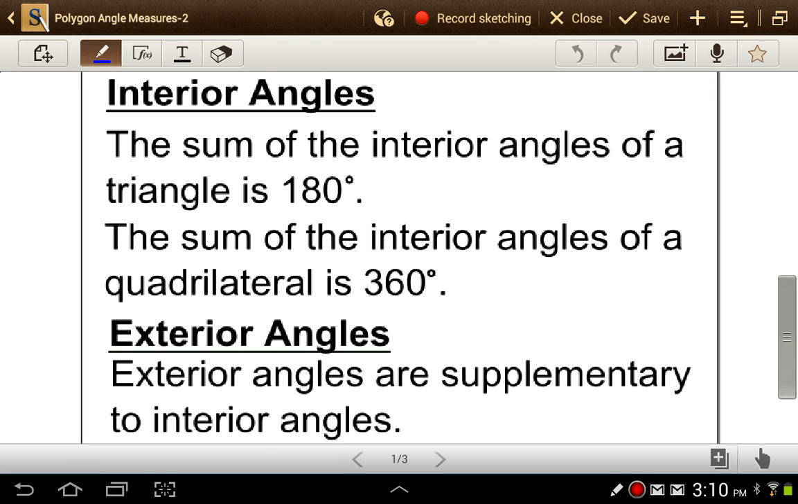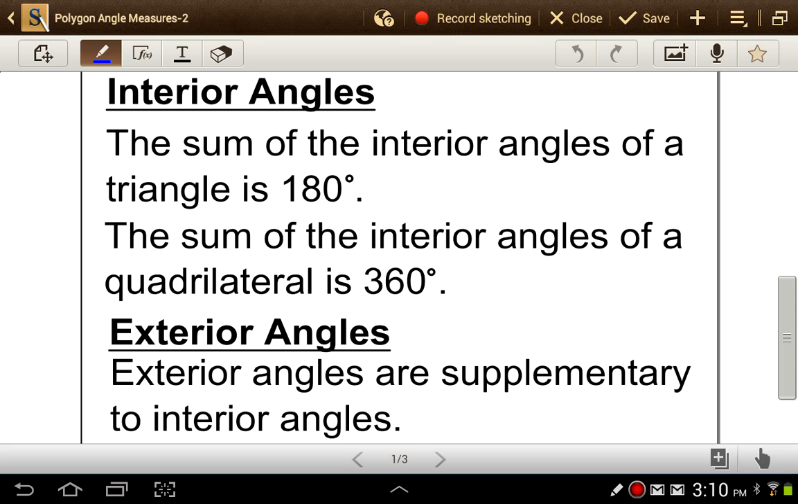Interior and exterior angles. Here are the rules that you need to know. The sum of the interior angles of a triangle is 180 degrees. We've already kind of talked about this. So if I have a triangle, doesn't matter what type of triangle, if I add up the three angles, they're going to equal 180 degrees. Now, the sum of the interior angles of a quadrilateral is 360 degrees, and that includes our rectangles or any four-sided shape. If you add up those four angles, they are going to equal 360 degrees. So the sum of a triangle is 180. The sum of the interior angles of a quadrilateral is 360 degrees.